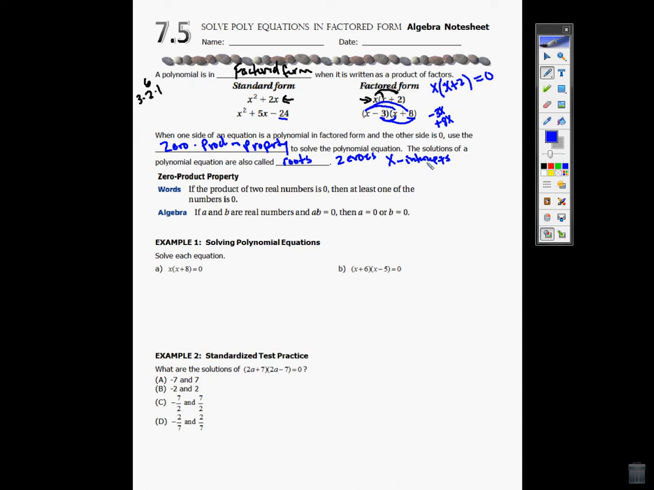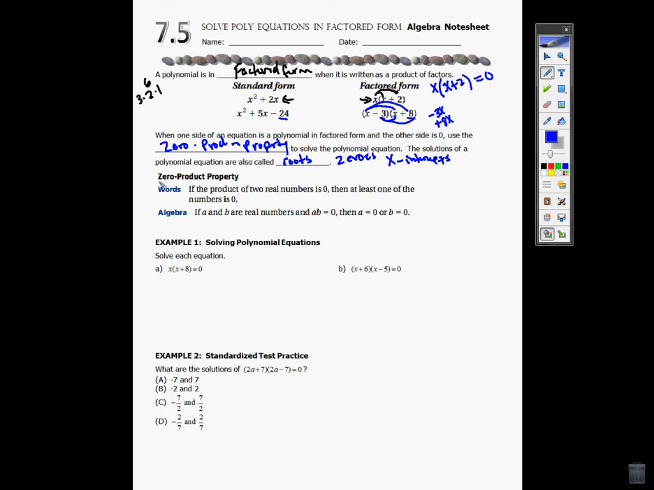Okay, we have a lot of different words which mean the same thing with these solutions to polynomial equations. So get familiar with the idea of roots, zeros, x-intercepts. Let's talk about what that zero product property is, because I'm sure the minute I said that you were like, I have no idea what that is. Please open my brain and pour this information in.